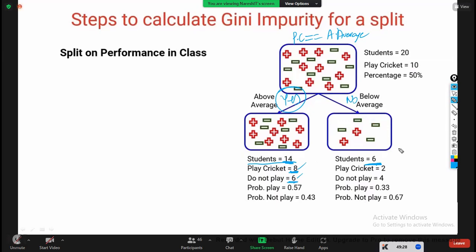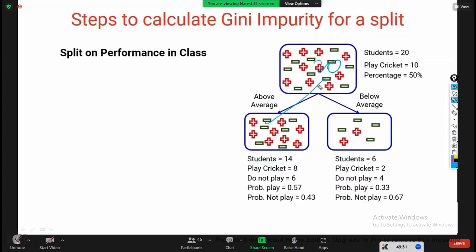And with respect to the 6 students who are below average students, within that, how many of them will play and how many of them will not play? Just check in the data set. 2 of them will play and 4 of them are not playing, right? This is the data set. Is that clear?